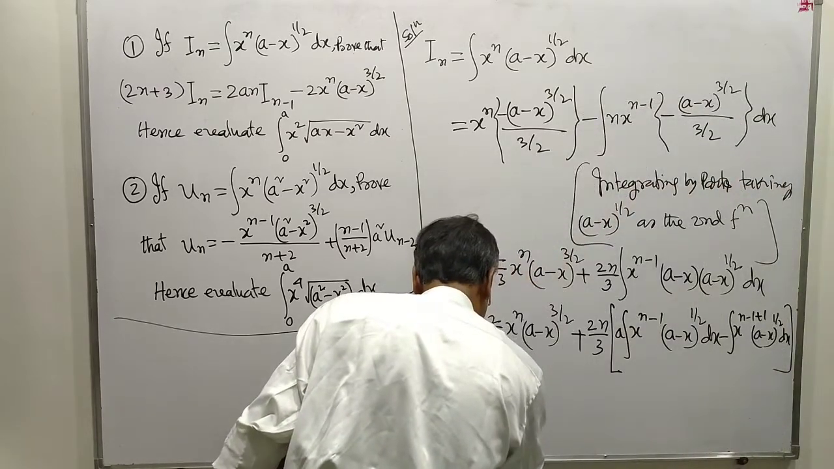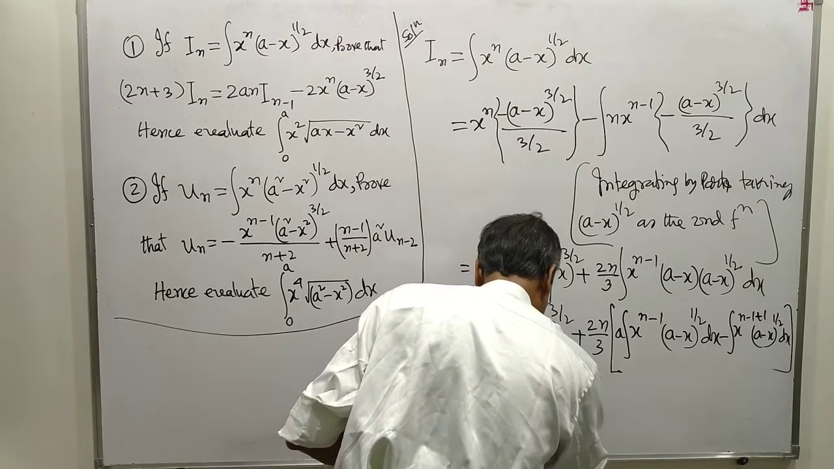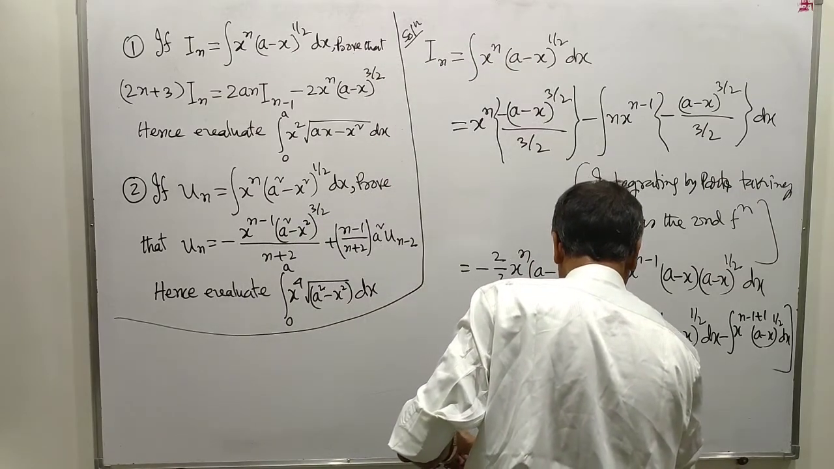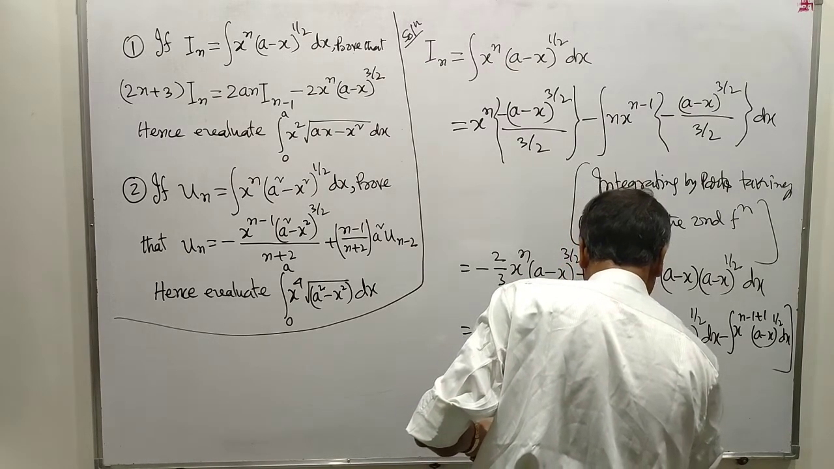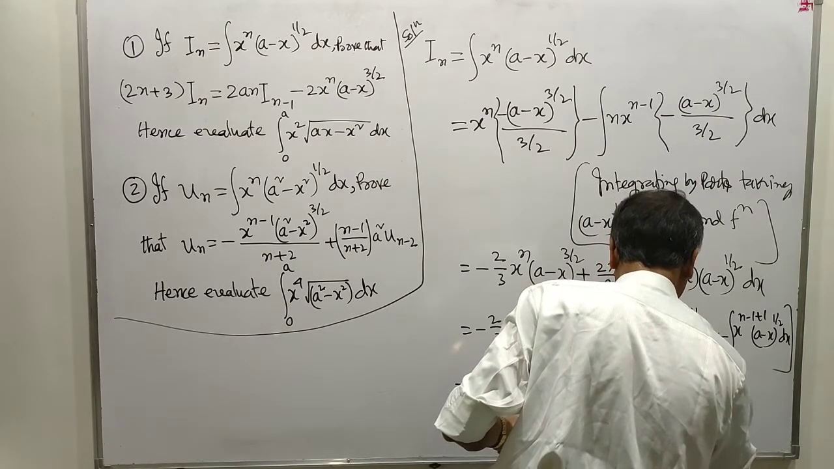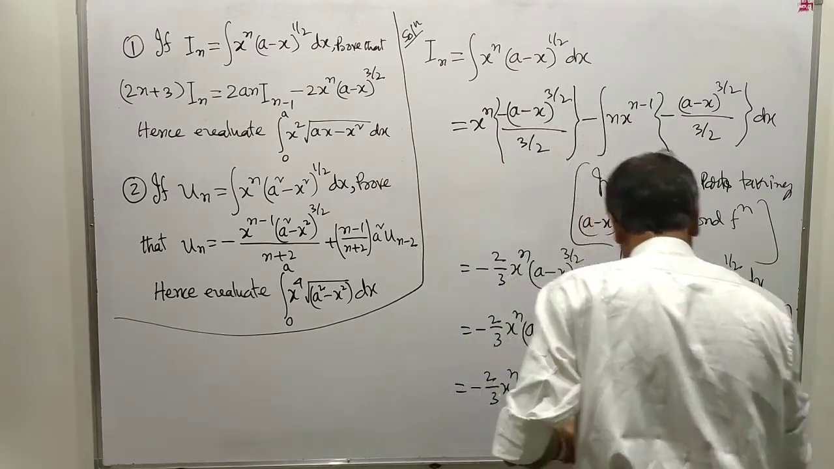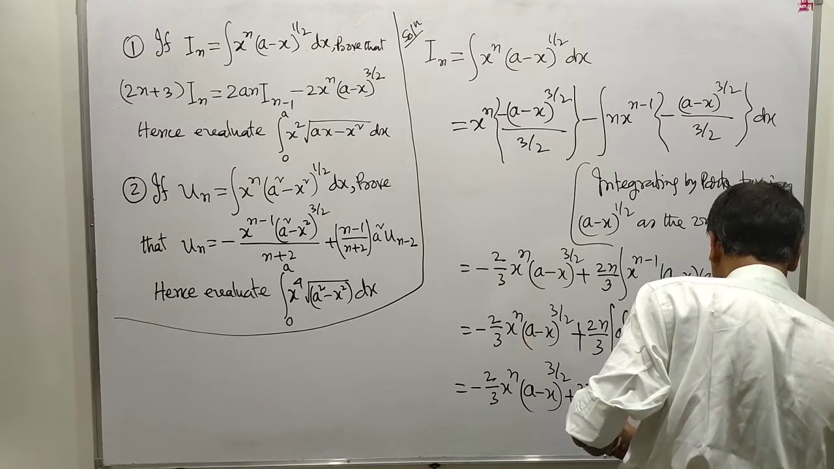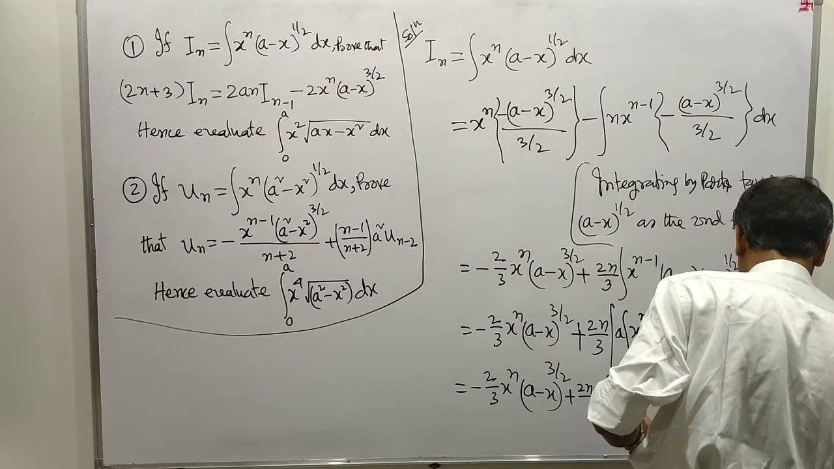This is equal to minus 2 by 3 x to the power n (a minus x) whole to the power 3 by 2, plus twice n a by 3 integral x to the power n minus 1 into (a minus x) whole to the power 1 by 2 dx, again this will be minus, twice n by 3 integral x to the power n (a minus x) whole to the power half dx.